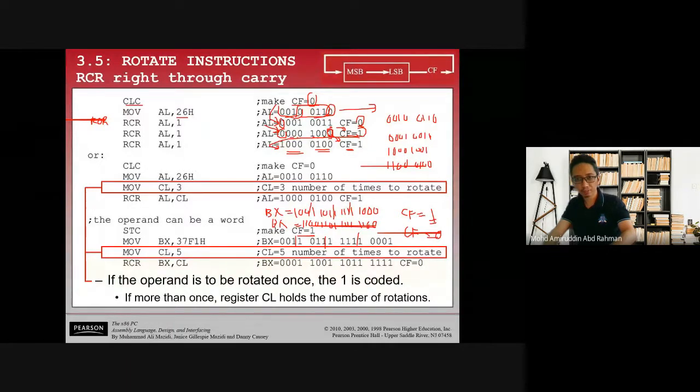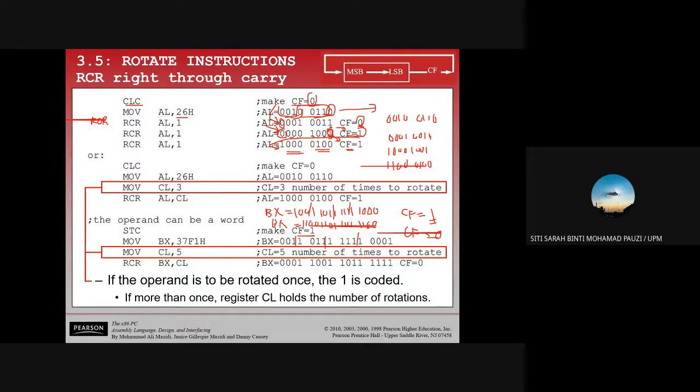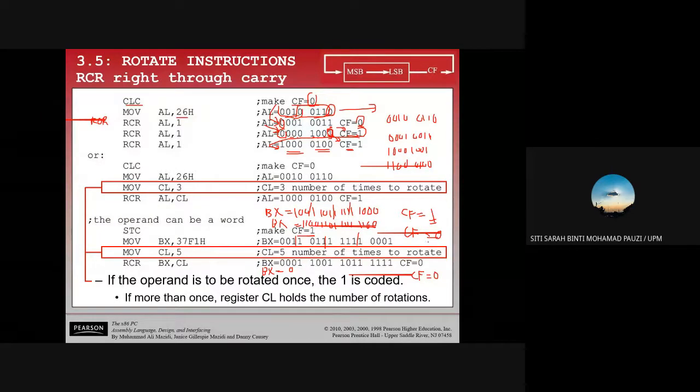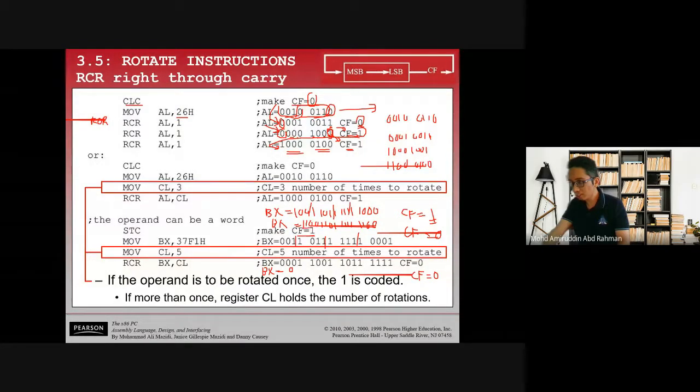Who else wants to try? I think most of you who have tried already know how to answer this. Okay, Siti Sarah. The CF is zero. Okay, that's correct. The BX is 0010. Are you sure it is zero? Over here is one. One zero.